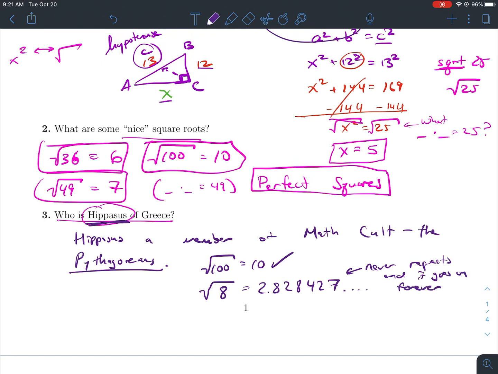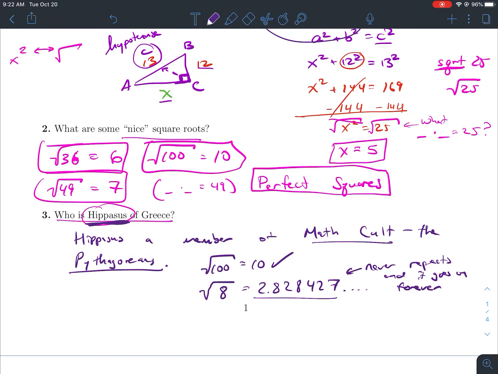So Hippasus was super pumped about his new discovery. He's like, oh my God, I can't wait to tell all the other Pythagoreans about these crazy decimals that go on forever and never repeat. So he did. He told the rest of his math cult about this, and it kind of contradicted the idea that math was actually perfect.